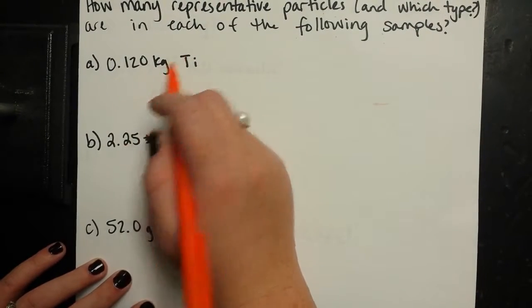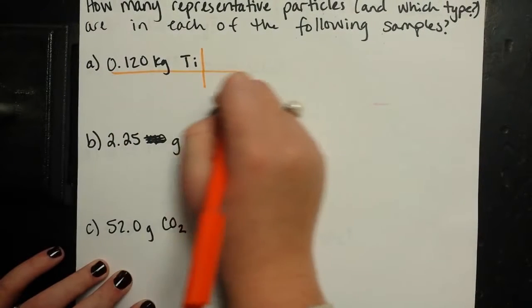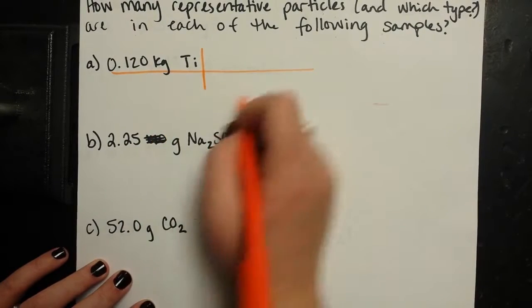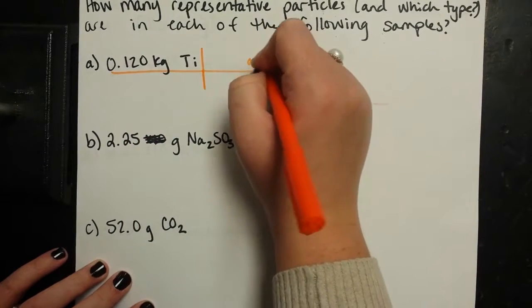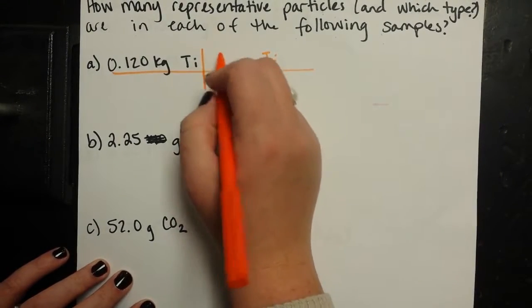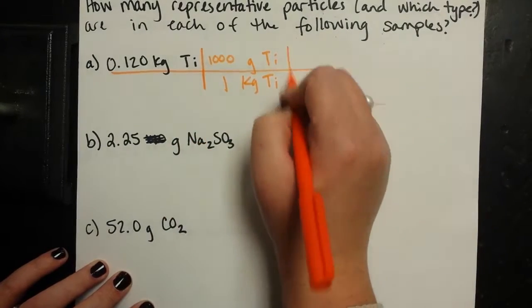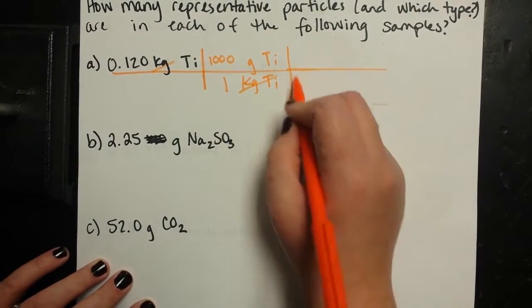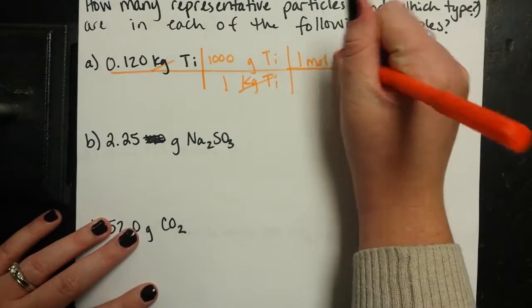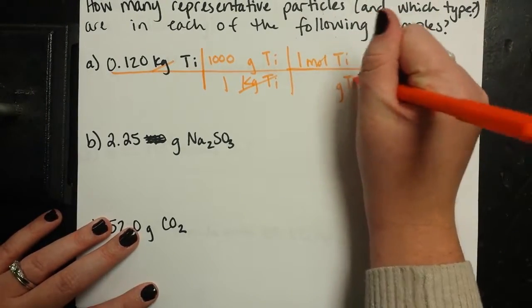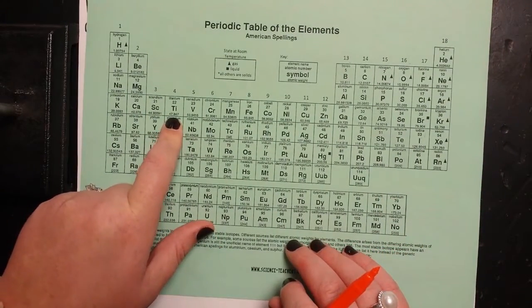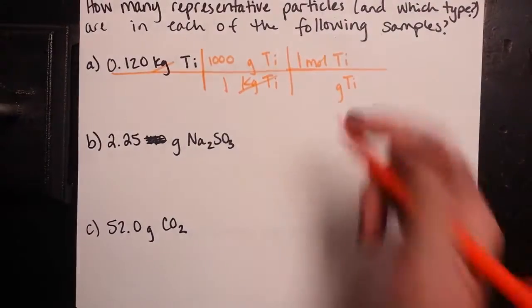So I start with 0.120 kilograms of titanium. I can't use molar mass without starting with mass in grams, so I've got to get that kilogram into grams. I want kilograms in my denominator and grams in my numerator. For every 1 kilogram, kilo means 1,000, so that's 1,000 grams. My kilograms cancel. Now I want to get rid of mass and get into moles, and I know that 1 mole of titanium is equal to its molar mass. Looking on the periodic table, titanium has a molar mass of 47.87 grams per mole.